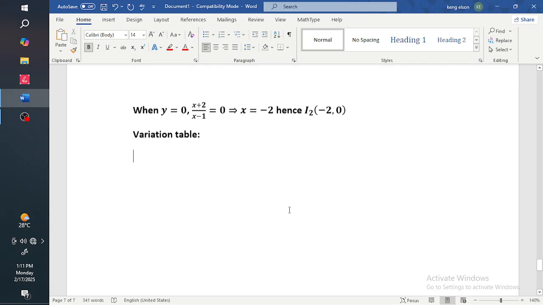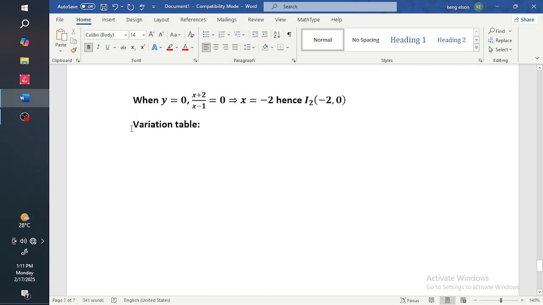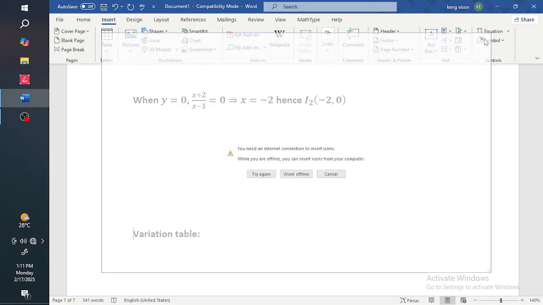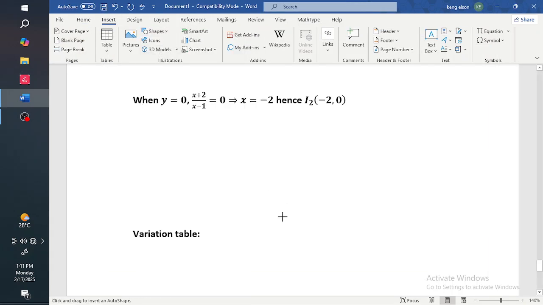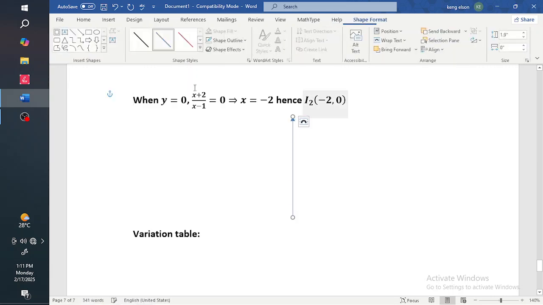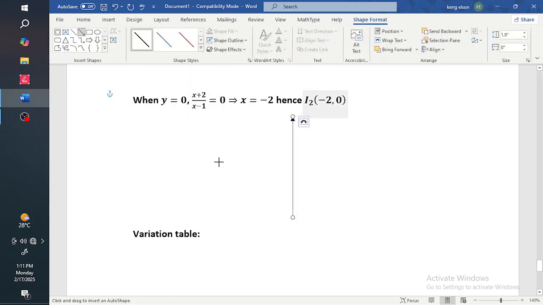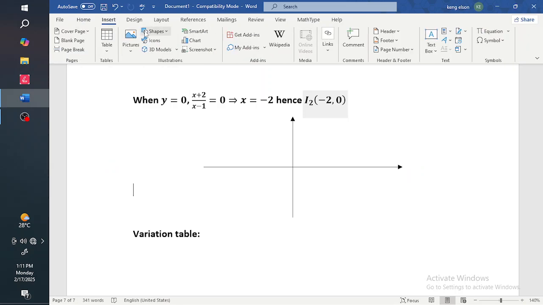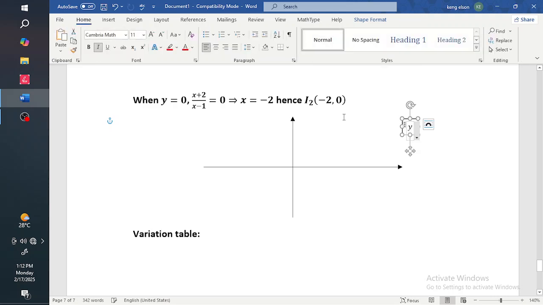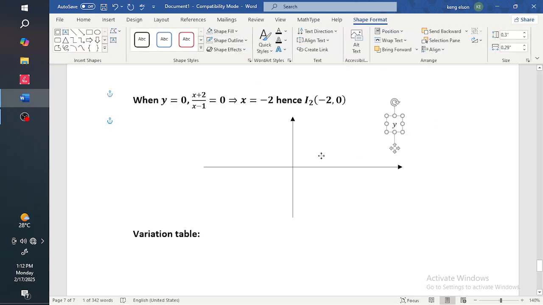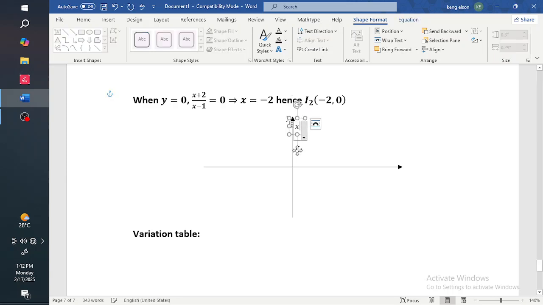Now, the variation table, or in fact, let me just sketch. Let us try to see if you can sketch without the variation table, but I think it's important to also give the variation table. But I'll give you the sketching first. Let me see if we can sketch without the variation table. So here on my coordinate axis, I have the x-axis and the y-axis. I'll be a little bit slow here because I have to insert shapes. Here we have the y-axis and we have the x-axis down this way.